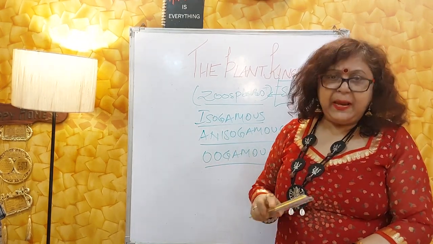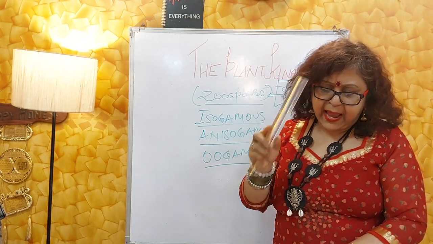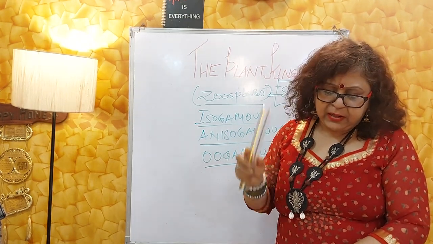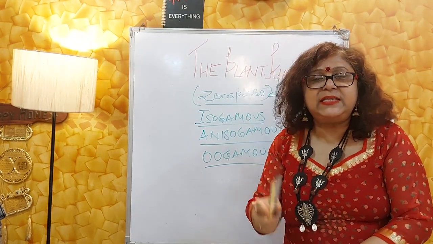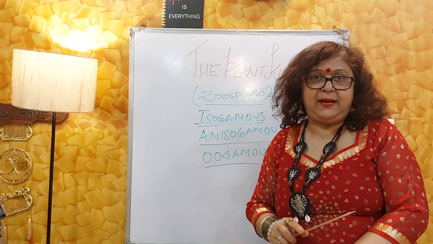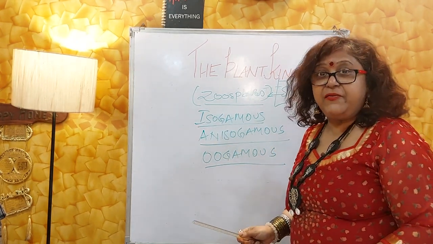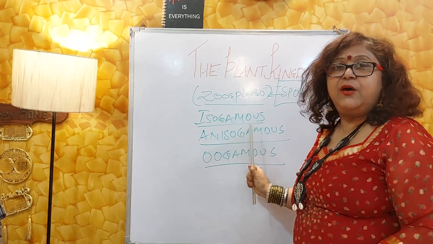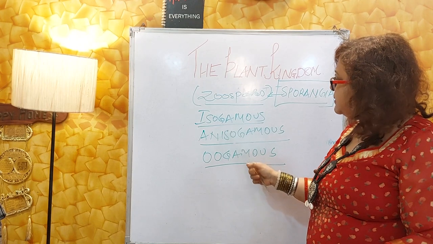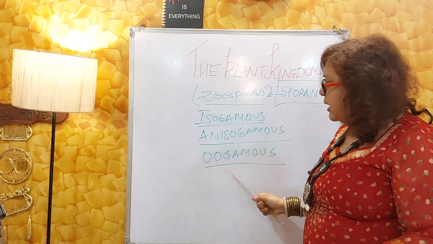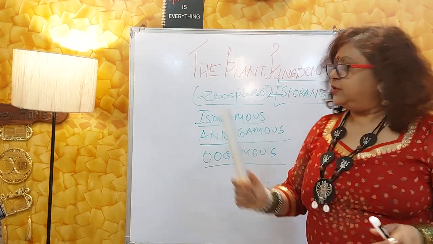Okay, oogamous. Oogamous means the male gamete, which is motile, active, small, without food reserve, fuses with the female gamete, which is bigger in size, passive and non-motile. So see the difference between the three modes of reproduction. Example for this is Volvox. So Chlamydomonas comes under isogamy and anisogamy both. Under oogamy, the best examples are Volvox and Fucus.